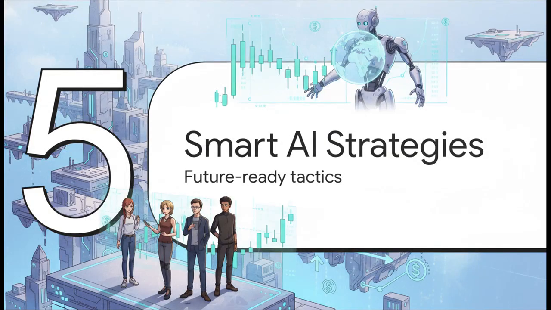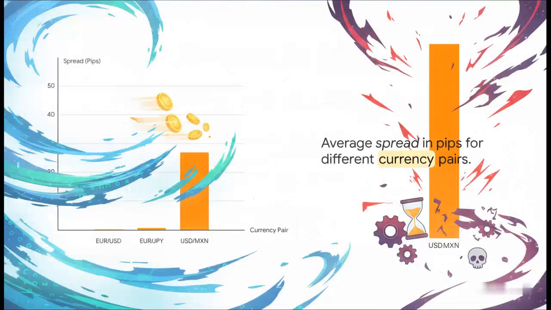Section 5. Smart Strategies and AI Automation. Future-ready tactics for the digital economy. Now, if you're planning to use rapid-fire strategies like scalping, your currency pair selection is literally everything. Look at this. The major euro to US dollar pair boasts an incredibly tiny average spread of just 0.2 pips. Minor pairs like euro to Japanese yen might sit around 0.7 pips.